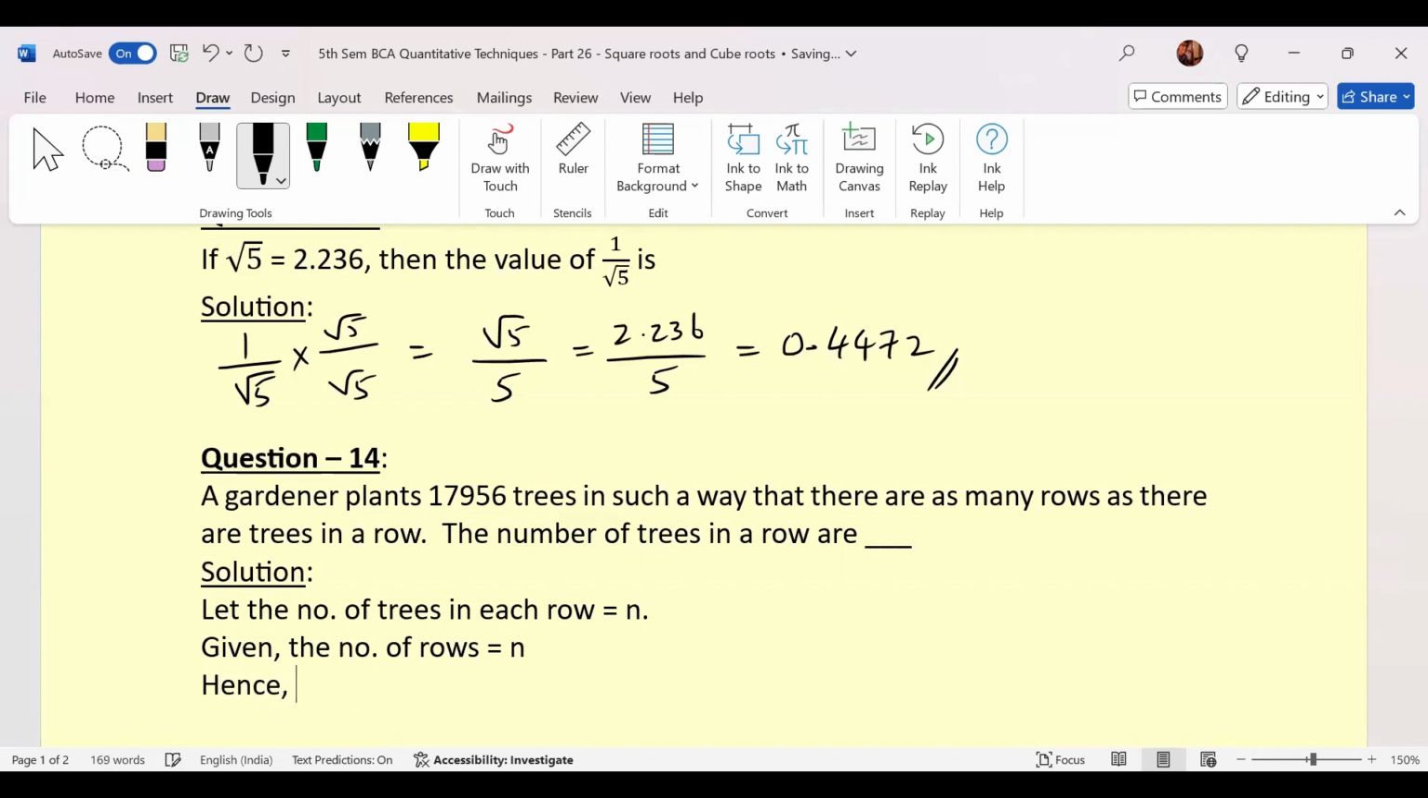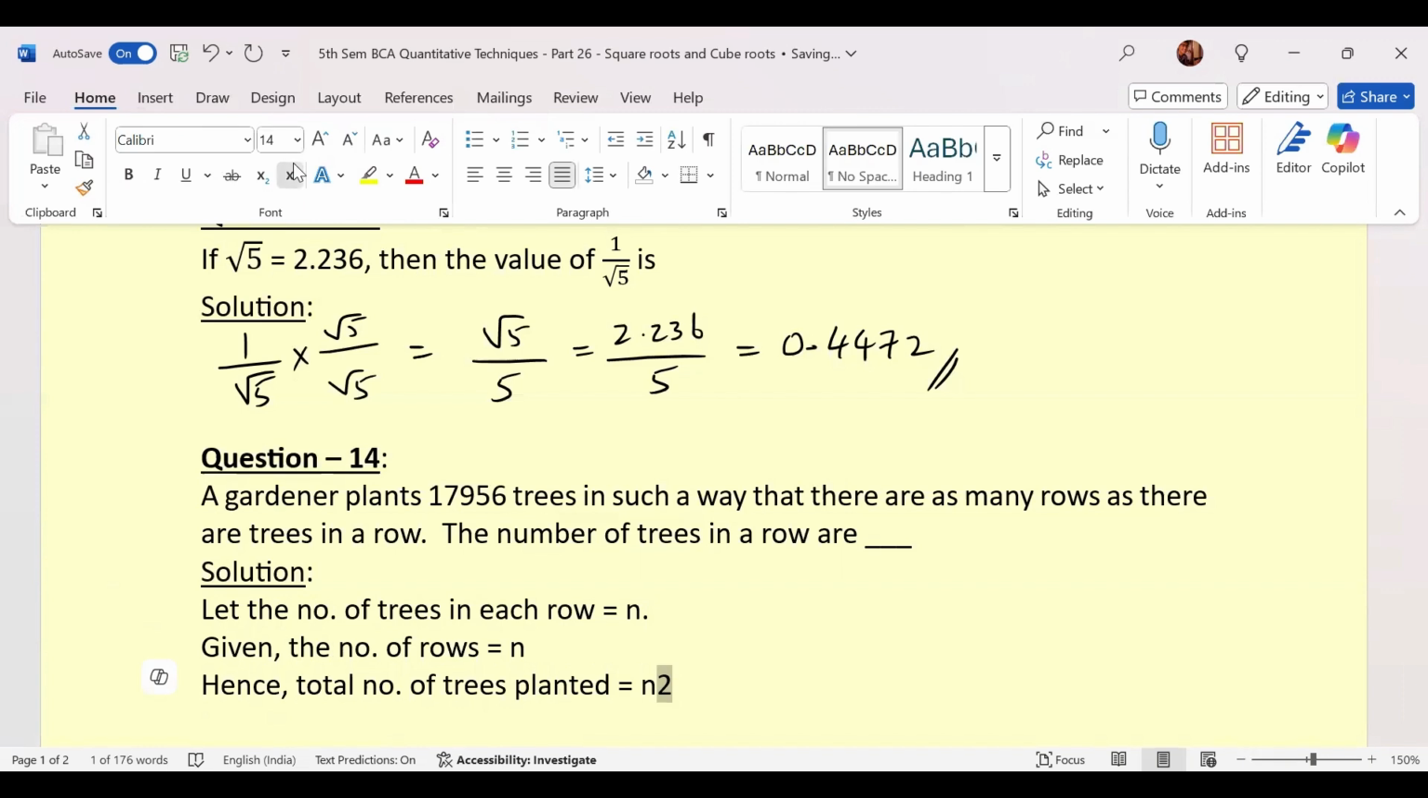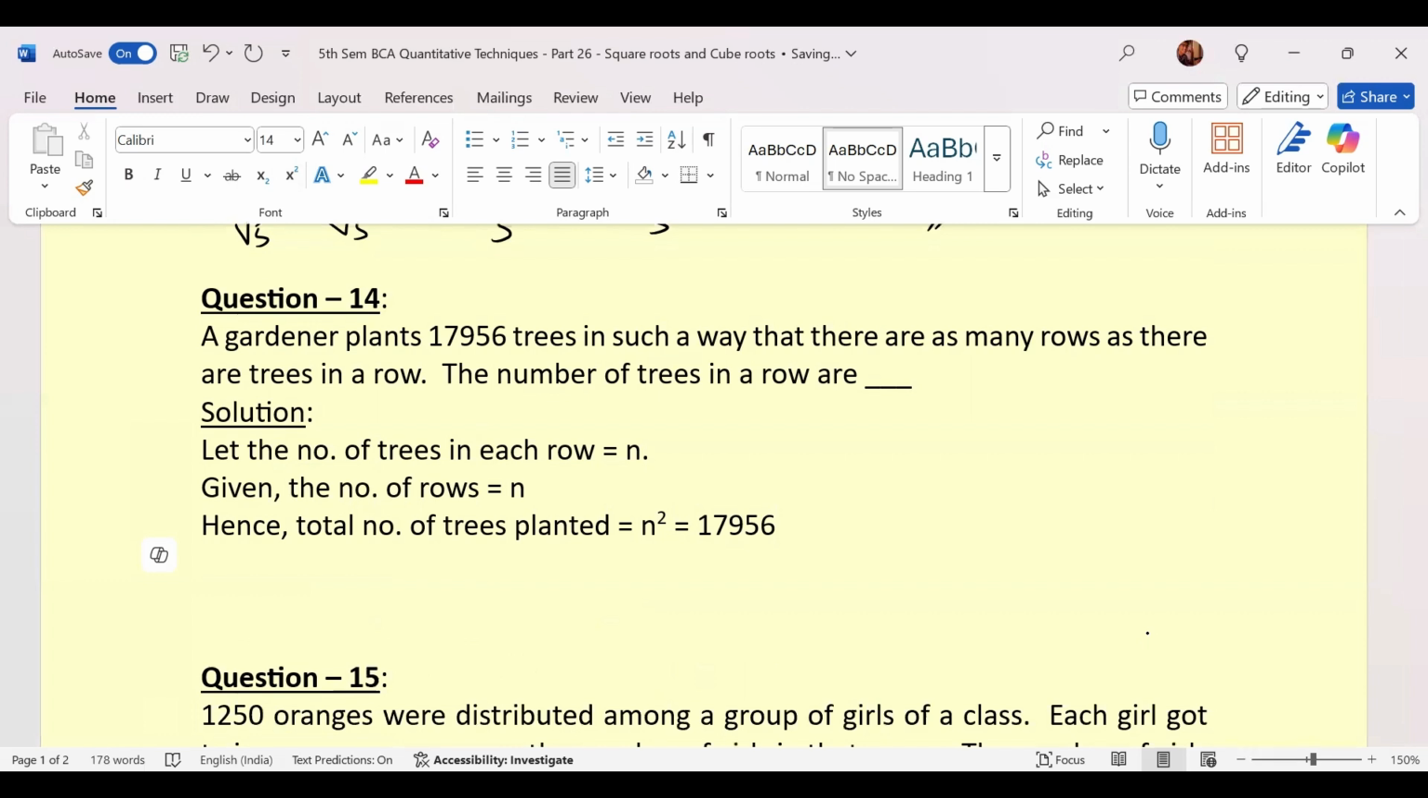Hence, total number of trees planted is equal to n to the power of 2, means n square. That is equated to 17956, which means n will be the square root of 17956. Now let us find out the square root of 17956.